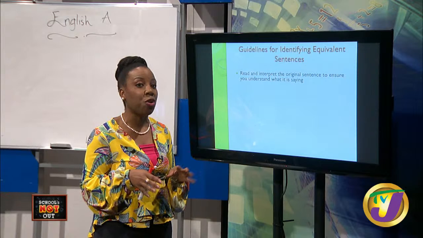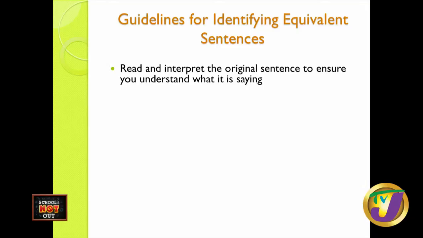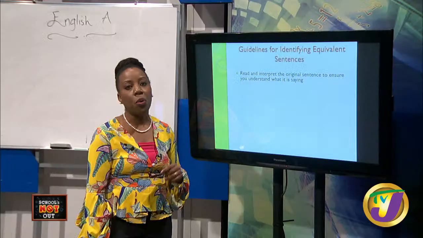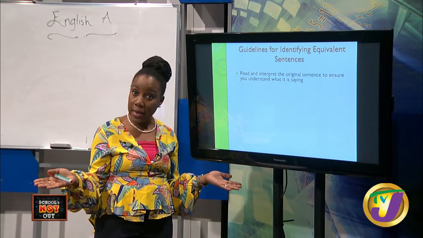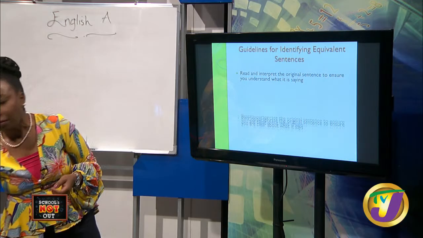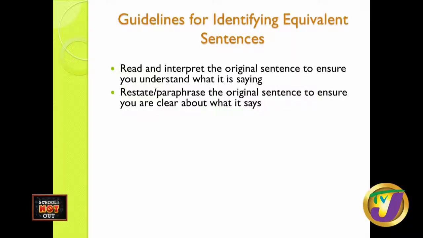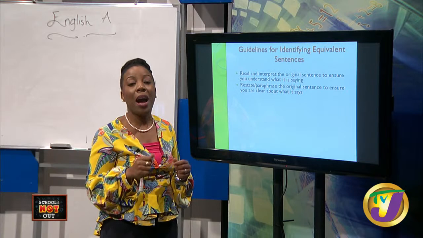So the first guideline is you should read and interpret the original sentence to ensure you understand what it is saying. In fact, if you don't know what the original sentence is saying, how is it that you're going to transition to the stage of identifying the equivalent sentence? Doesn't it make sense? Perfect sense. Next guideline. Restate or paraphrase the original sentence to ensure you are clear about what it says. So put the original sentence in your own words. That is a part of interpretation.